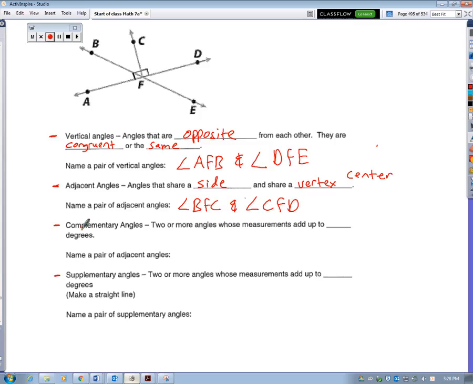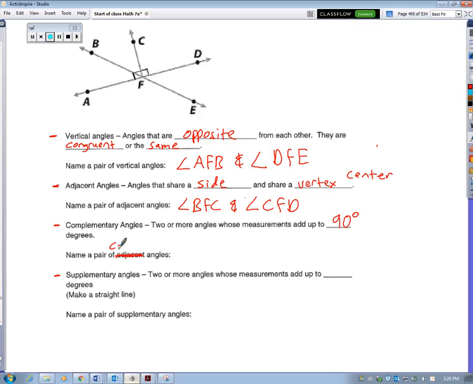Let's take a look at complementary angles. Okay, complementary angles are two or more angles whose measurements add up to 90 degrees. Okay, they are angles that when we put them together, it makes a 90-degree angle. Alright? Looking at this figure up here, we only have one set of complementary angles, and that is this one and this one, because these two together make up this bigger angle, which is a right angle. Alright, so this one and this one together make the 90-degree angle. Okay, so that is our pair of complementary angles.